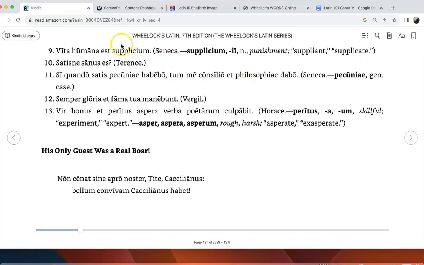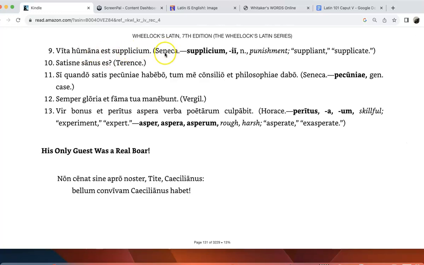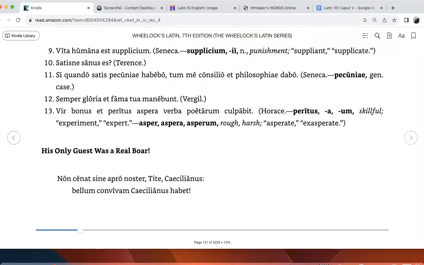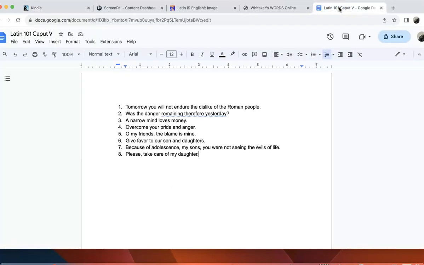Okay, well, just got a couple more here. Vita humana est supplicium, excuse me. And this is Seneca, the Stoic writer. So human life is suffering, or human life is punishment. So let me write that down here. Human life is punishment. What does that mean?